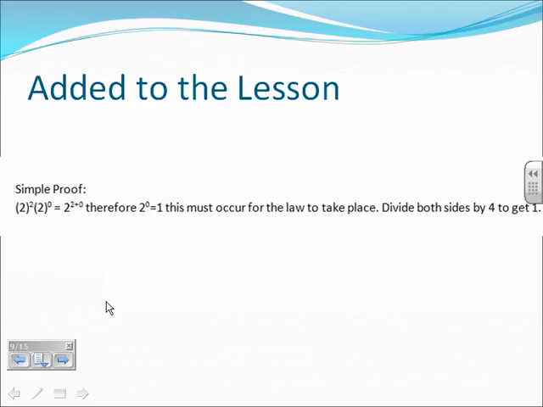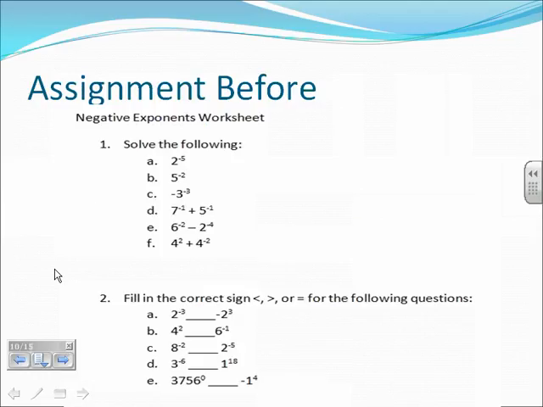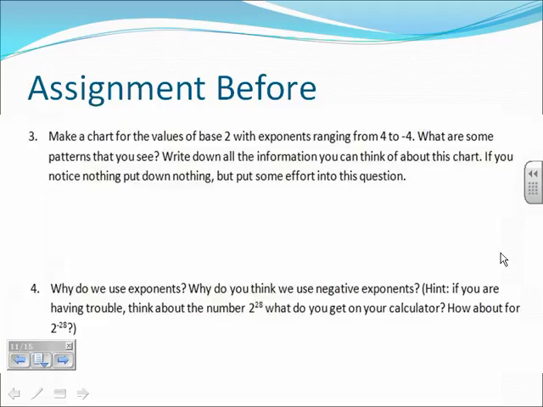Alrighty, so again, this is the proof. We just included the proof that we used. I guess this is part of our extension as well. This was the assignment before. Again, a lot of the examples were really general, didn't really expand on what we learned today. Here we also have some other reflection type questions. We're asking students to make their own chart and, why do you use exponents?